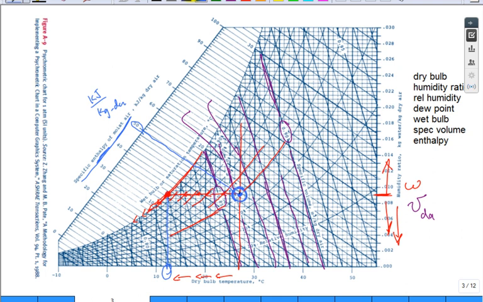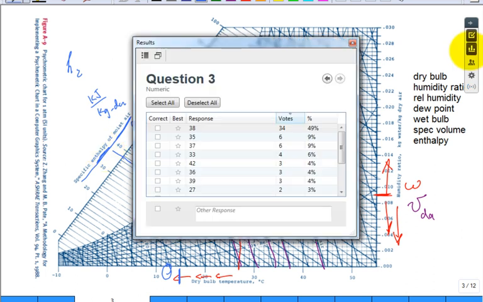Everybody should have had enough time to input the value of H2, right? The enthalpy of state 2. All right, so you have to come along a line of constant omega, and then you stop at whatever temperature that you stopped at. Wasn't it 15 degrees C? If you then project this up, 15 degrees C, what's it look like? Somewhere like 37, 38?